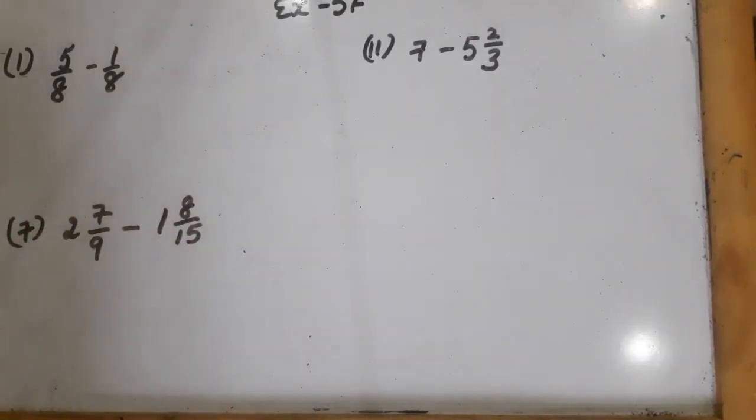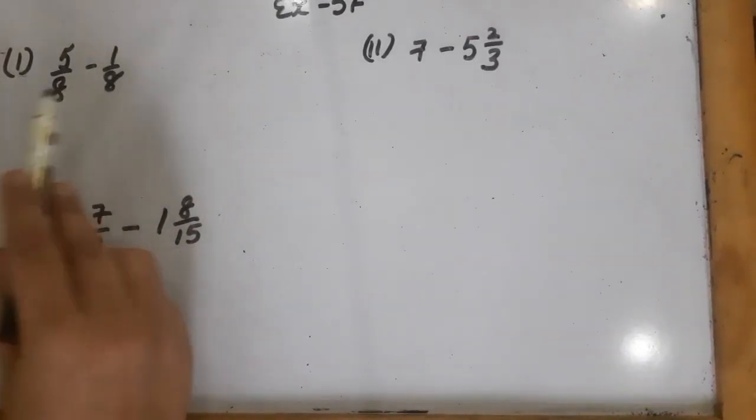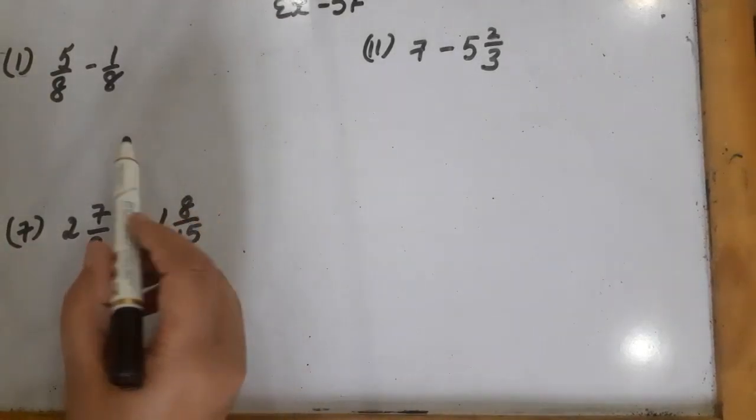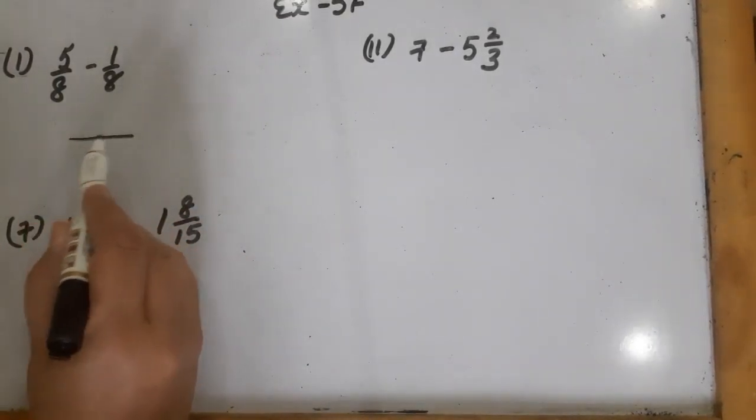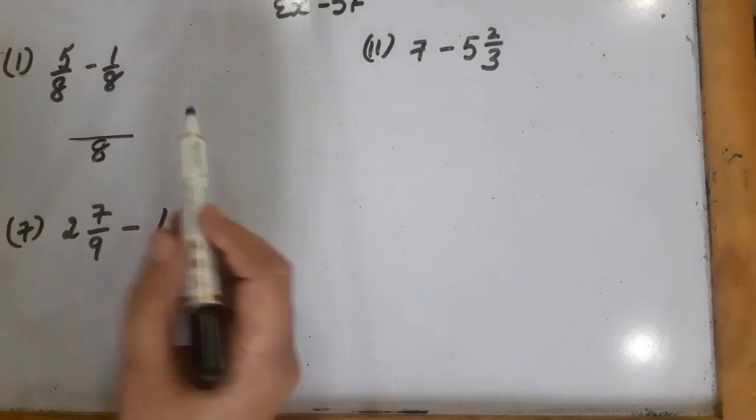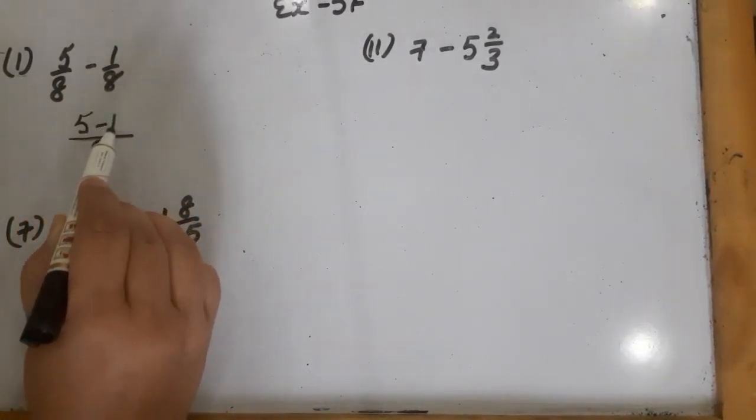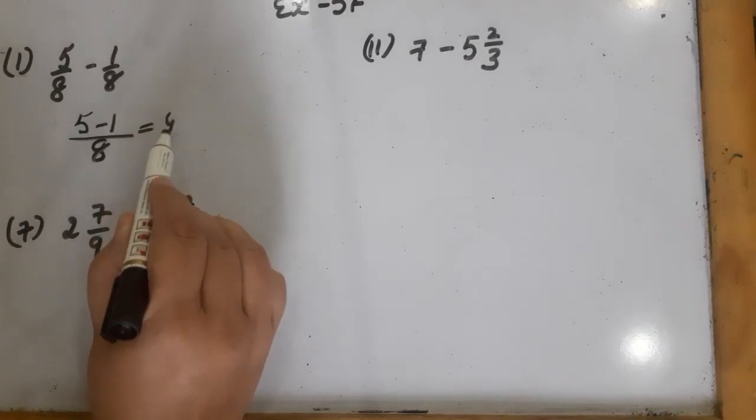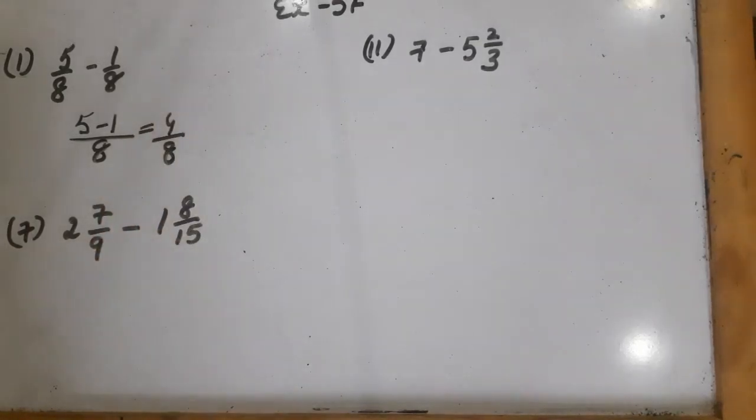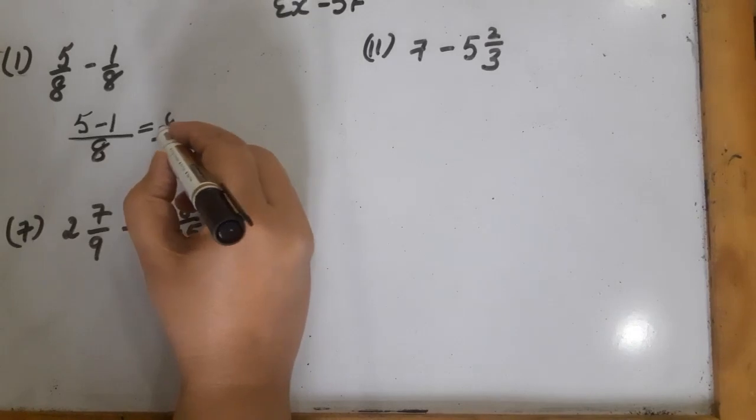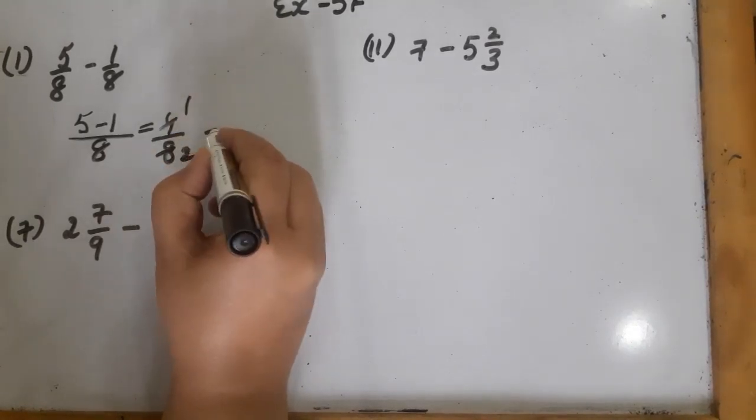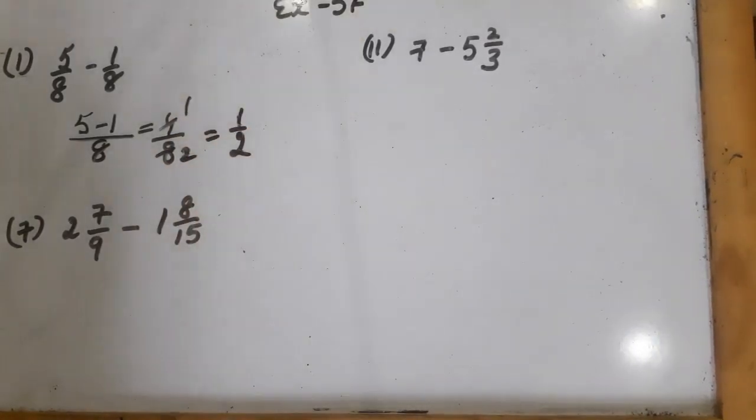Now as you can see in the first one, these are like fractions. Both of them have the denominator 8. So denominators we don't add or subtract, we add or subtract only the numerators. So 5 minus 1 will be 4 by 8. Now 4 by 8, you can see I can reduce it. 4 ones are 4, 4 twos are 8. So this becomes half.